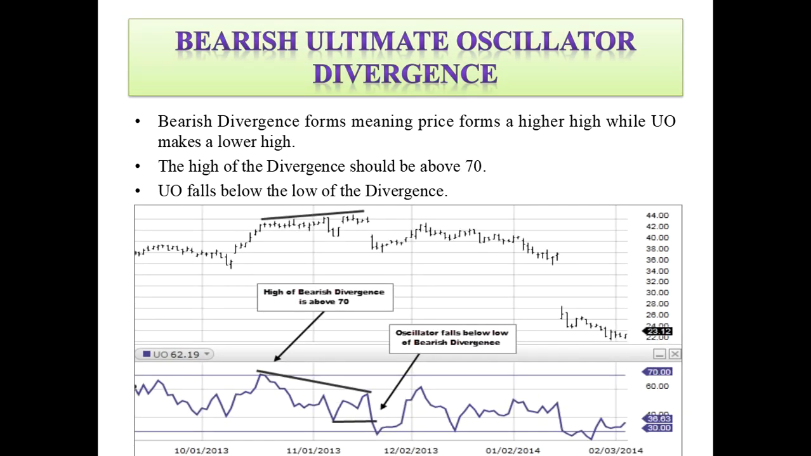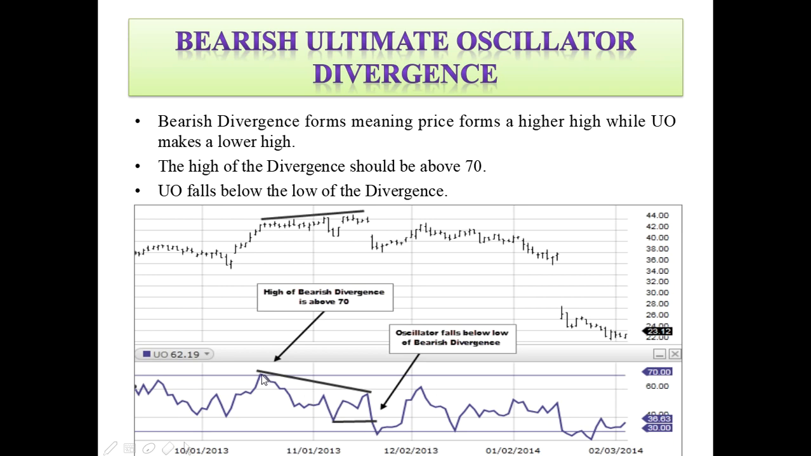Let's look at some more. The bearish divergence forms when price forms a higher high while the Ultimate Oscillator makes a lower high. The high of the divergence should be above 70 and the Ultimate Oscillator falls below the low of the divergence. So here again in this chart, this is the higher line and this is the lower line.